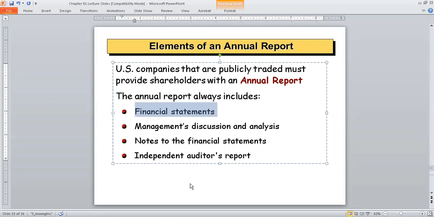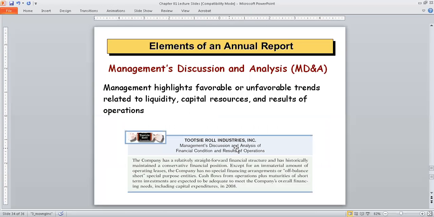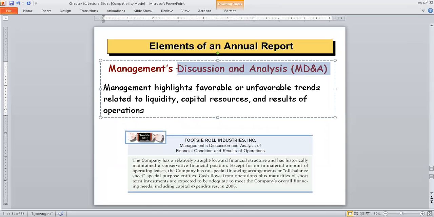The financial statements themselves on an annual report, 6, 7, 8 pages. Probably not any more than that. The annual report itself, though, easily 100 pages long, maybe even more, 150, 200 pages. I've seen some big annual reports. But the financial statements are one small piece of the annual report. Most of the annual report, about half of the annual report, is taken up by a section called Management's Discussion and Analysis.